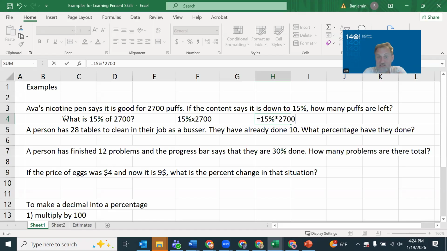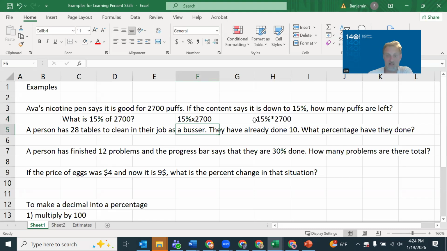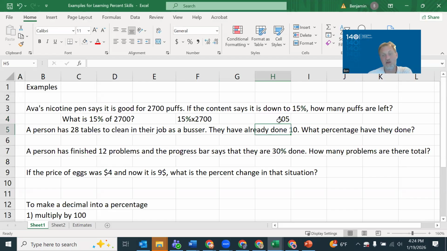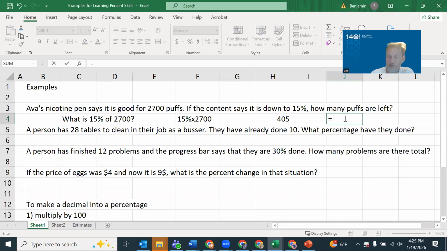First of all, times is not the X symbol, it's the asterisk. Asterisk is shift 8. And then there's an equal sign in front. And the equal sign is really important because if I don't put the equal sign, then nothing happens. And so to tell Excel I'm trying to use you as a calculator, I put the equal sign in the front. Now, the 15% can be written in a bunch of different ways.